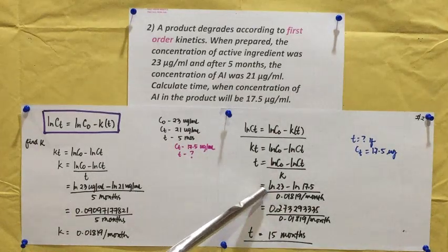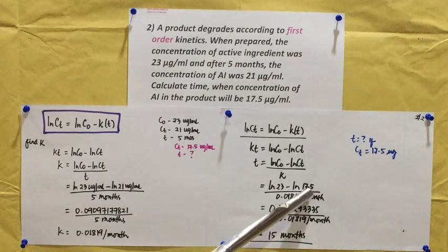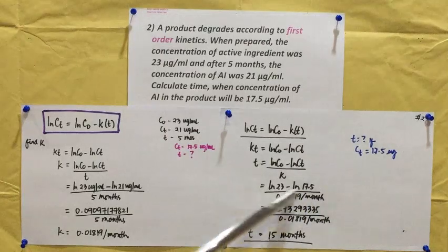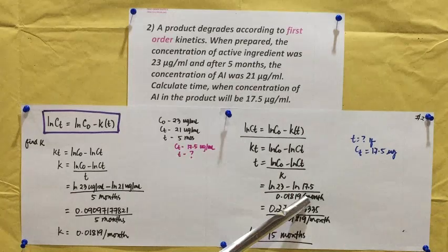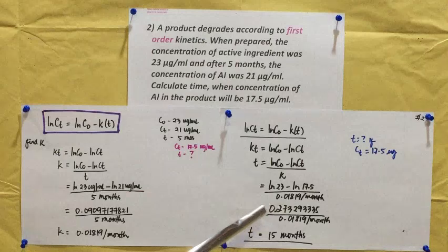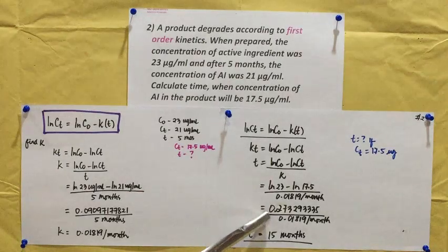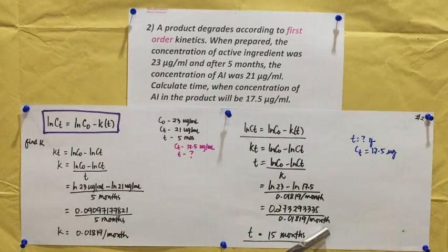Substituting, so ln CO is ln 23 minus ln 17.5, divided by the K, which is 0.01819 per month. Again, if we input this in the scientific calculator, this is the value that we get: 0.273293335 divided by the rate constant of 0.01819 per month. So our time here is equivalent to 15 months.